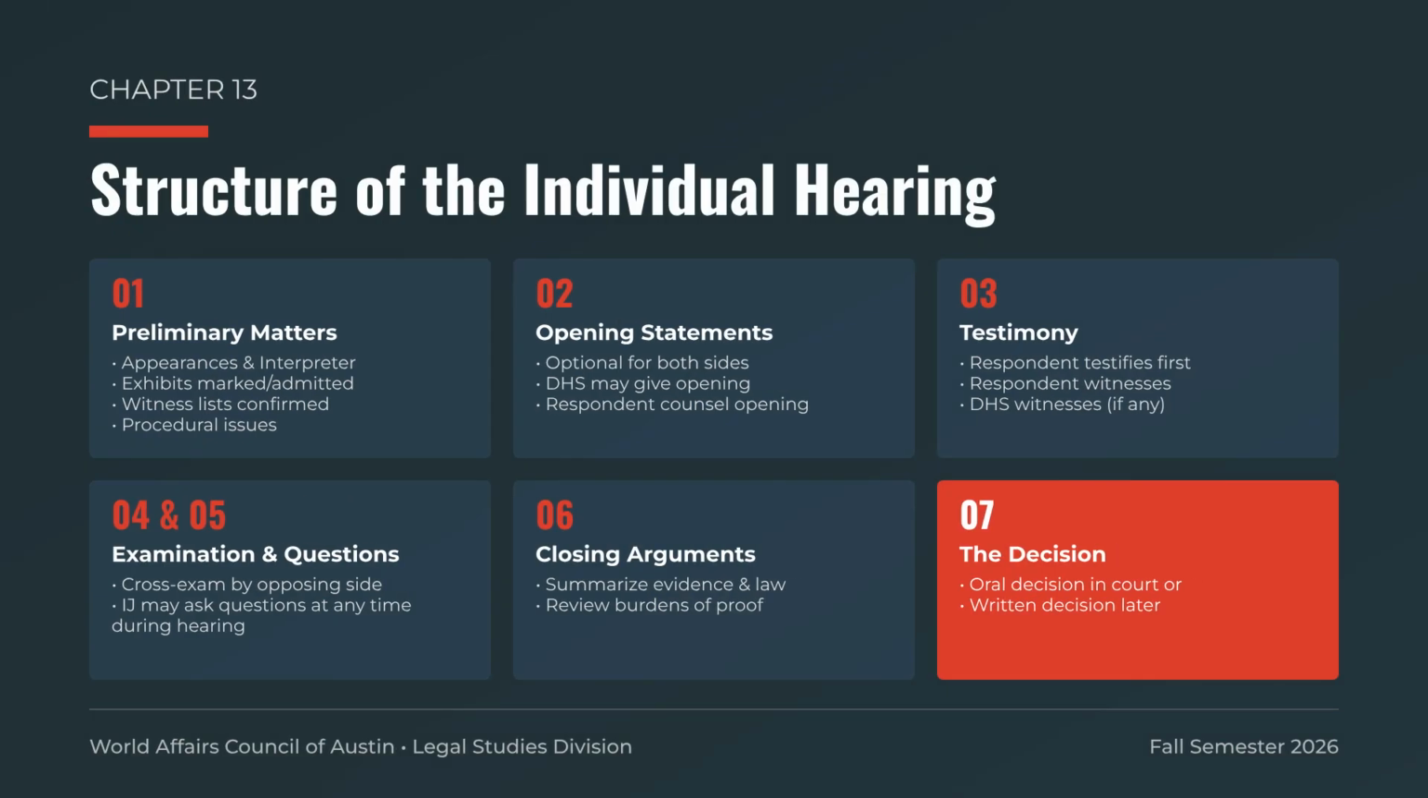The IH structure begins with preliminary matters and opening statements. Next is testimony from the respondent and witnesses. Then, examination and questions are followed by closing arguments. The hearing concludes with the judge's decision.